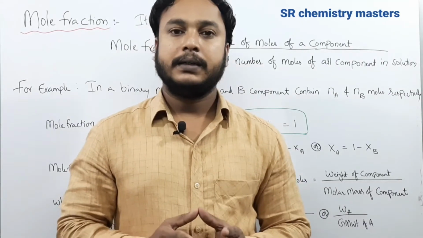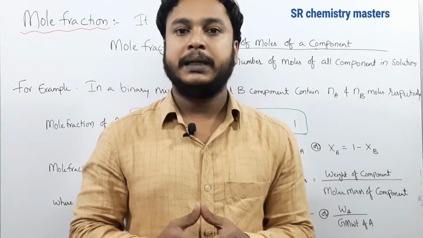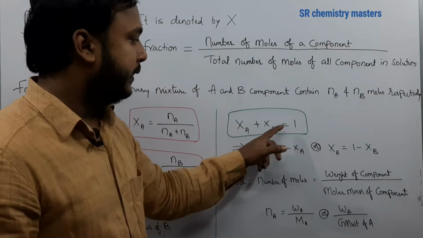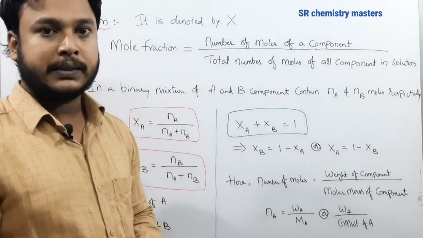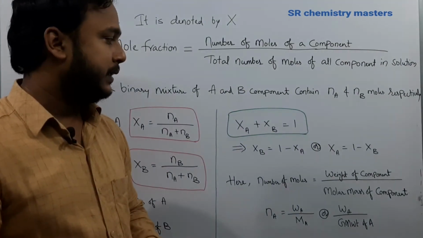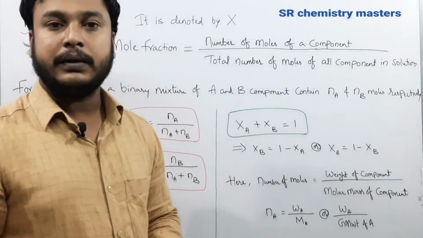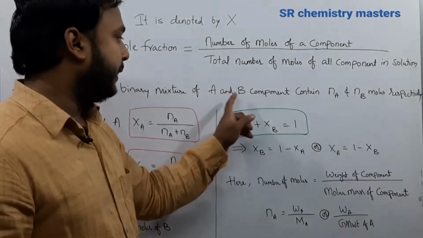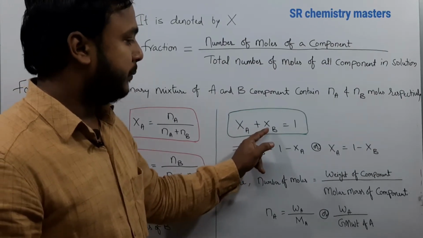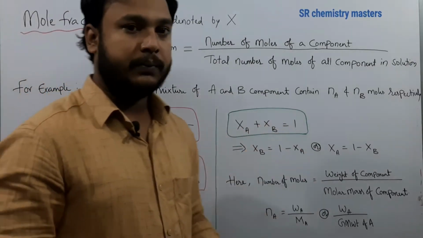And remember that the sum of the mole fractions of all the components present in the solution will be equal to 1. That is, here Xa plus Xb is equal to 1. Why? Because the mole fractions of all the components in the solution always add up to 1. Here in the solution we have A and B components, so if we add the mole fraction of A and the mole fraction of B, it will be equal to 1.